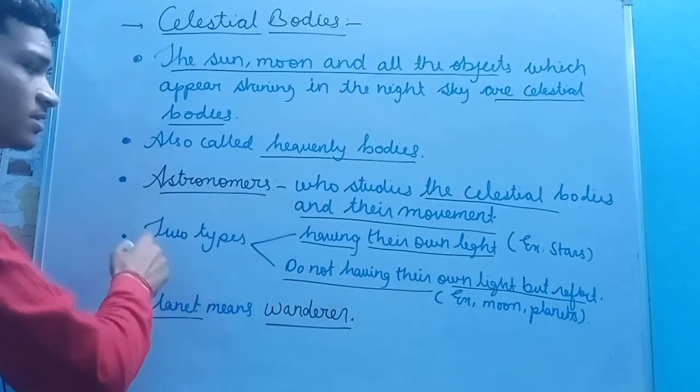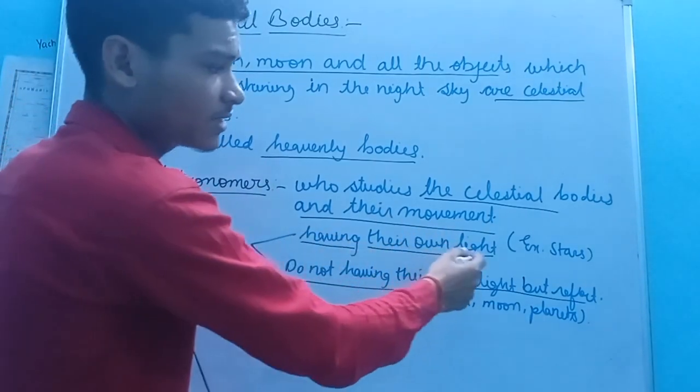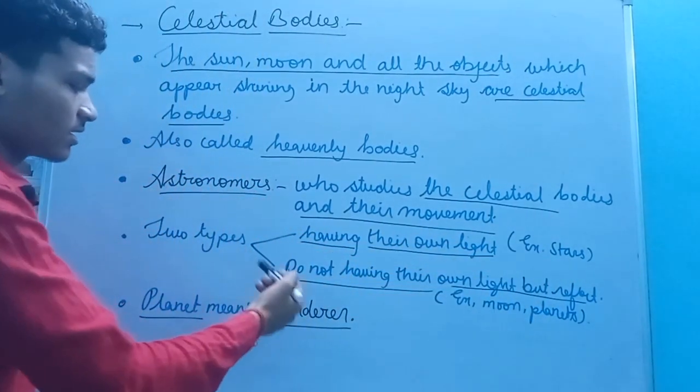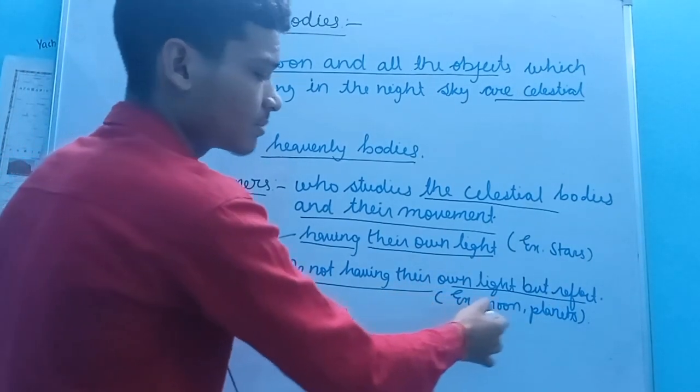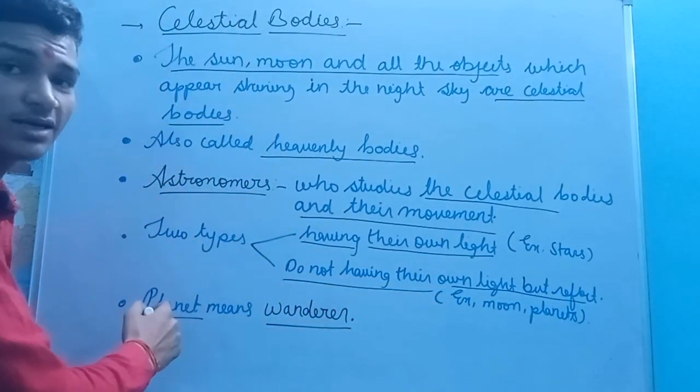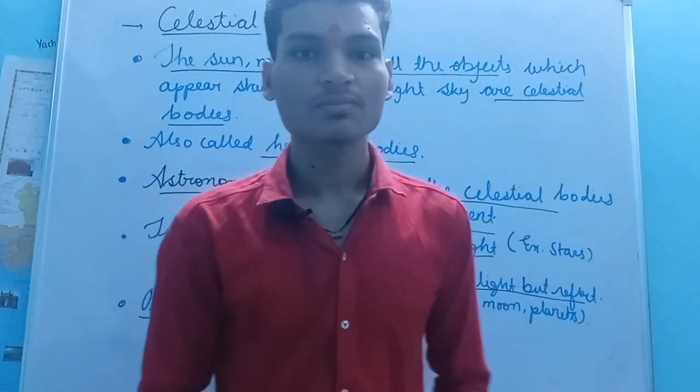These celestial bodies are of two types. One has its own light, for example stars, and the other does not have its own light but reflects light, for example the moon and planets. And what does planet mean? Planet means wanderer. So note it down.